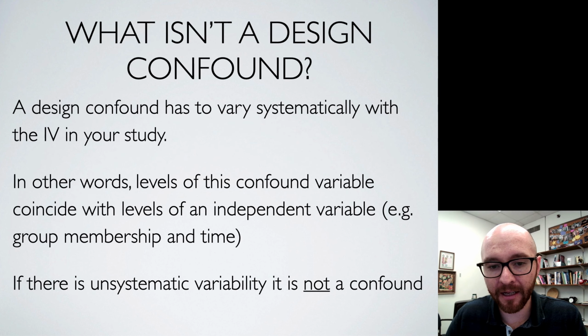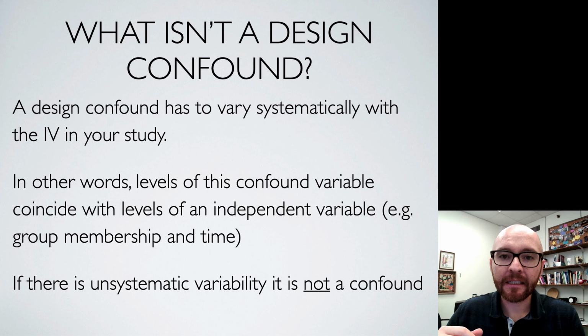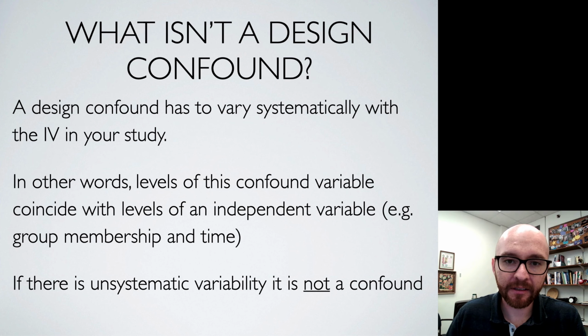Okay, now let me go back. So keep that in mind. If you have unsystematic variability, meaning random variability based on this third variable you're worried about, or the researcher's worried about, you don't have to worry. You have to worry about it when it's systematic.